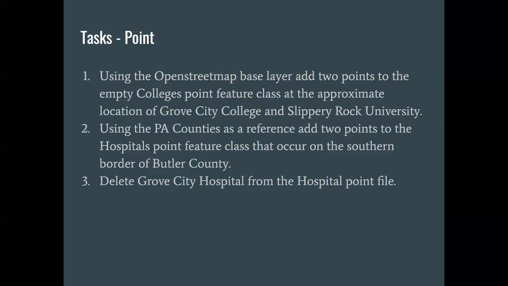What I'm also going to do in that video is look at how to add points relative to the snapping tolerance. And again, it doesn't make a whole lot of sense, but we're going to be adding 2 points along the edge. The point is to make a feature align using snapping tolerance to another feature. And then lastly, we're going to go through deleting a feature point, that is Grove City Hospital, from the hospital's point file.